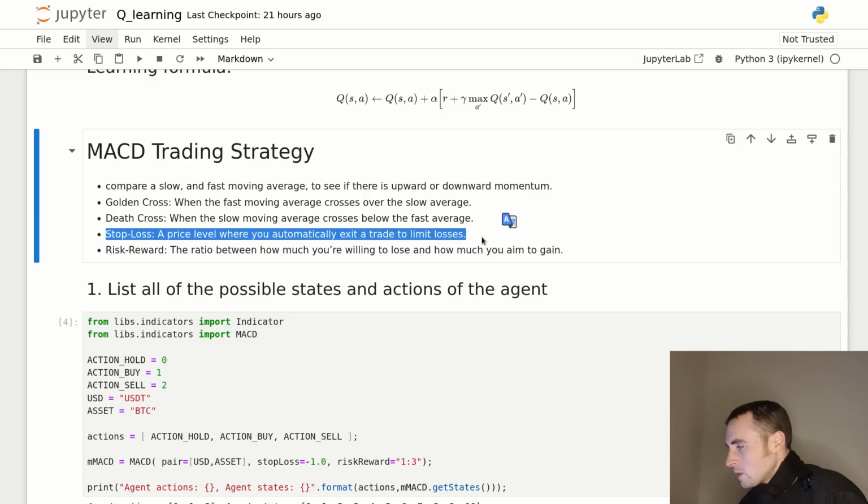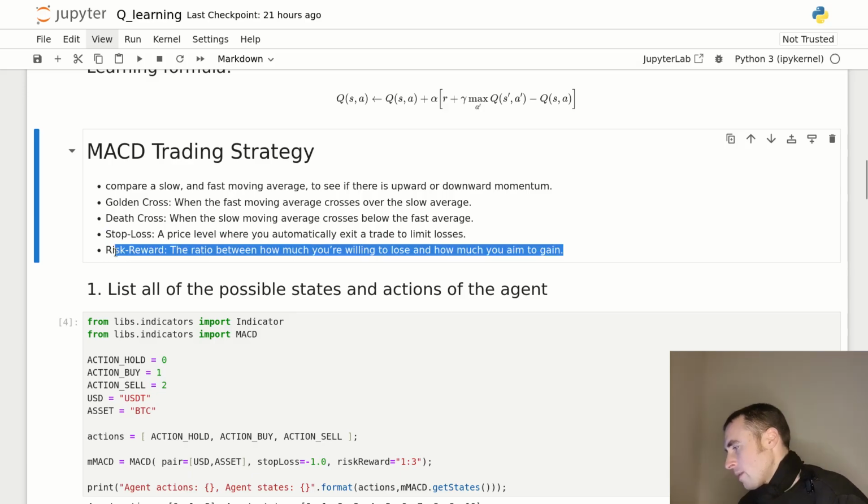Now, to work with the MACD trading strategy, we need to compare a fast-moving average with a slow-moving average in order to determine the price movement. So we're going to want a stop-loss value, which is the price we're willing to lose in a particular position. And we're going to want a risk-to-reward ratio, which is the ratio between the amount of money we're willing to lose in a particular position to the target profit we want to take.